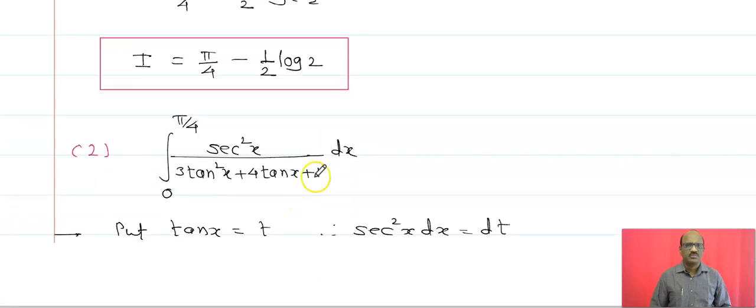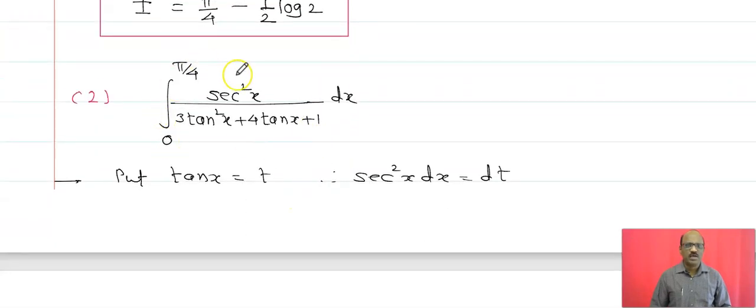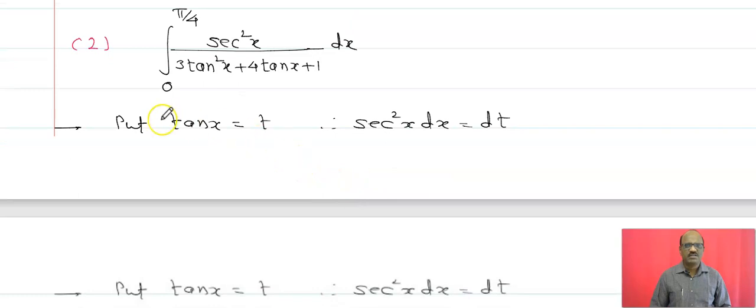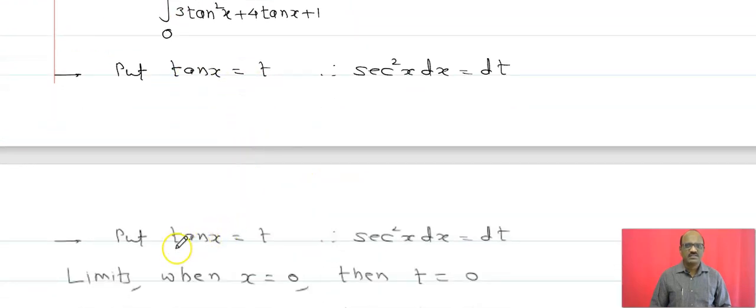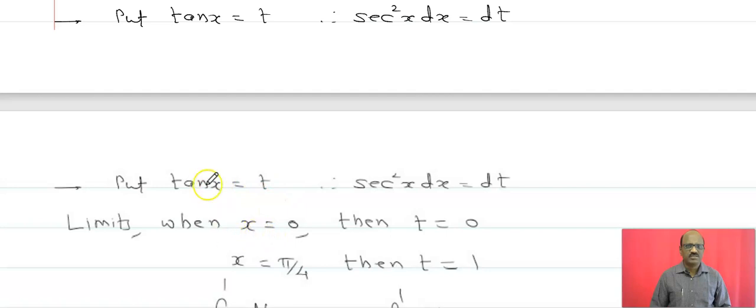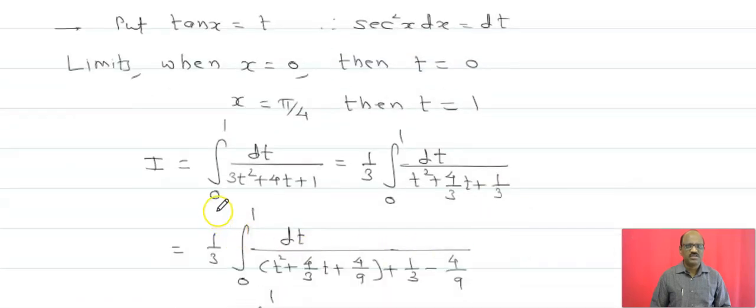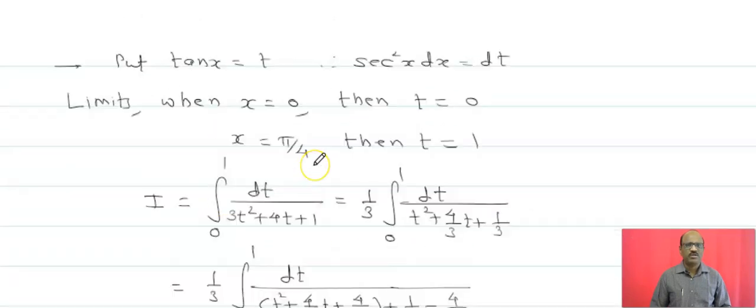Now the second problem: the integral from 0 to pi by 4 of sec square x upon 3 tan square x plus 4 tan x plus 1. Put tan x equals t. Its derivative gives sec square x dx equals dt. Now we are changing the variable, therefore the limits will also change. As tan x equals t, when x equals 0, tan 0 is 0, therefore t equals 0. When x equals pi by 4, tan of pi by 4 is 1, therefore t equals 1, and the limits change to 0 to 1.